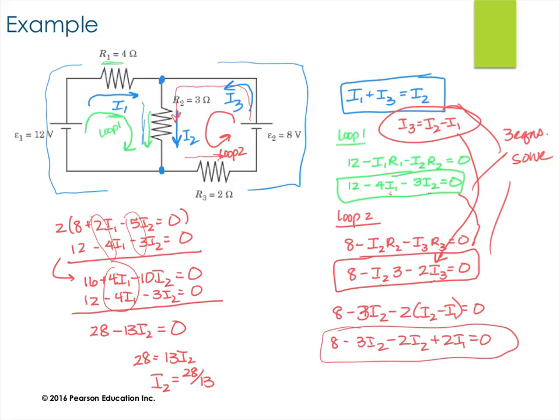What I would do is then I would go and I could substitute this into either one of these two equations and get I1. And then finally, I could get I3 by using this equation. Hopefully seeing this done is helpful to see how we would approach this.